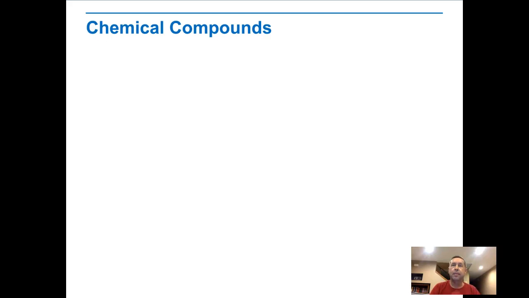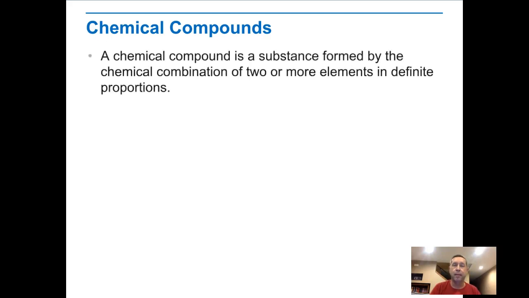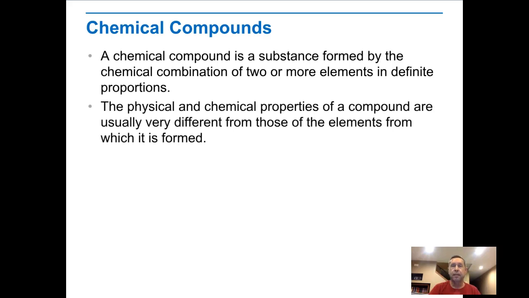So most of the time, elements are not by themselves. In other words, atoms don't exist in nature as pure elements most of the time. Most of the time they're combined with other atoms to make chemical compounds: the substance formed by chemical combination of two or more elements in a definite proportion. Physical and chemical properties of compounds are usually very different from those of the elements from which they're formed.